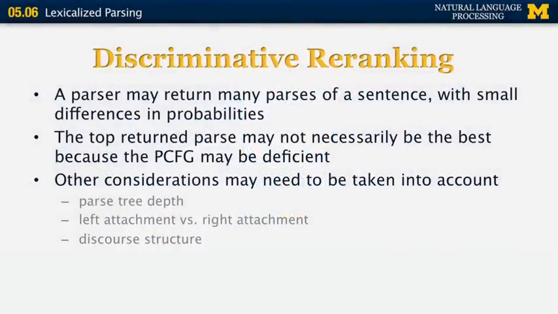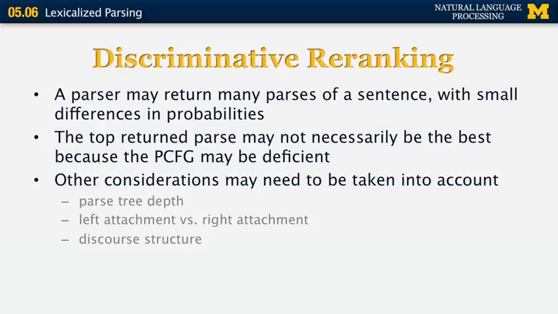So some of the considerations that you take into account on this n-best list are things like the parse tree depth. So you want to make sure that you don't get sentences that have trees that are too deep or too shallow. You also take into account whether you have more instances of left attachment or right attachment. So for example, in English, it's more likely to have right attachments than left attachments. So you would rule out a parse tree that has too many left attachments.